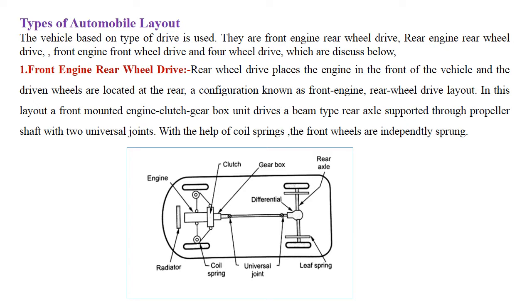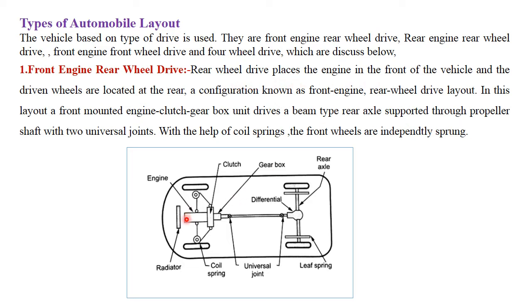On the basis of this automobile vehicle layout, first we'll discuss the front engine rear wheel drive, its advantages and the different disadvantages. If you see the figure, in this layout a front mounted engine, clutch and gearbox drive the beam type rear axle through the propeller shaft with two universal joints and by using the differential.